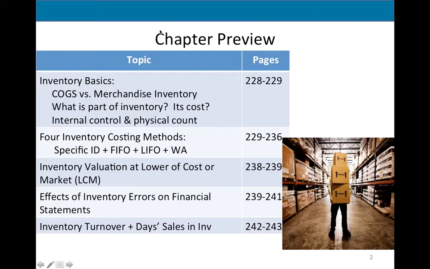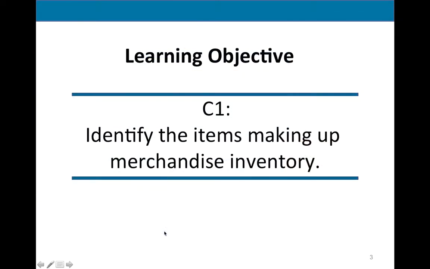In the first part, I will talk about inventory basics and the core of this chapter, which are 4 inventory costing methods. We will cover specific ID or specific identification, FIFO, which stands for first in, first out, LIFO, which stands for last in, first out, and the weighted average method. And then the second part of the video will cover the rest of the chapter.